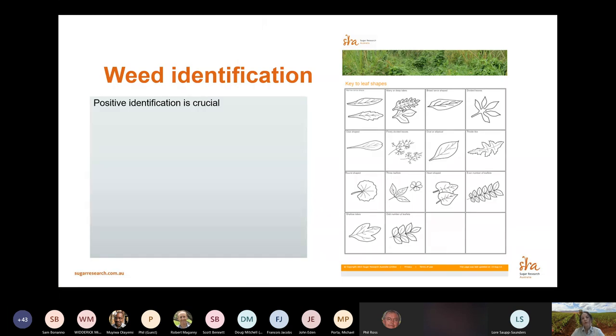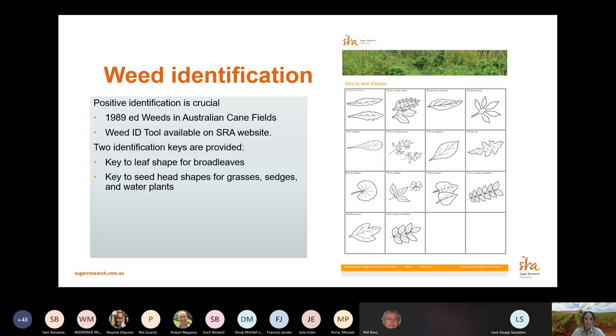So now we move on to the next chapter, which is weed identification, and how important it is to know which weeds you're targeting, so as to achieve proper control. There's a couple of tools that we have available. The 1989 edition of the Weeds in Australian Cane Fields is a green book that some growers would have.